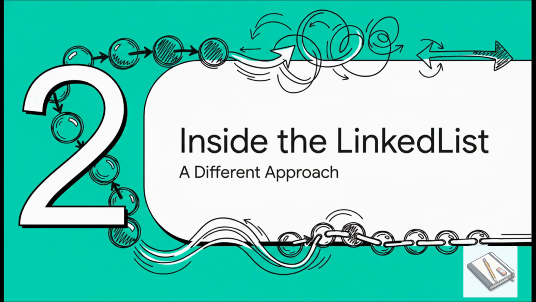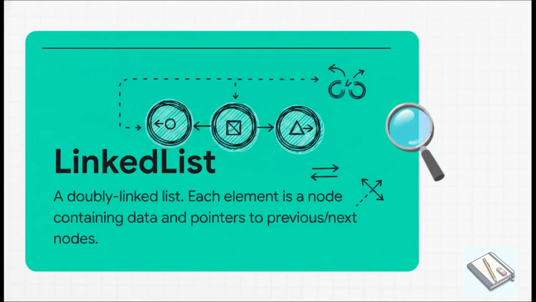Now, let's flip the script and look at its counterpart, which is built on a completely different philosophy, the LinkedList. A LinkedList basically takes that idea of a continuous block of memory and throws it out the window. Instead, every single element is its own little object called a node. Each node holds your data, but it also holds two very important pieces of information: a pointer to the next node in the list and a pointer to the previous one.